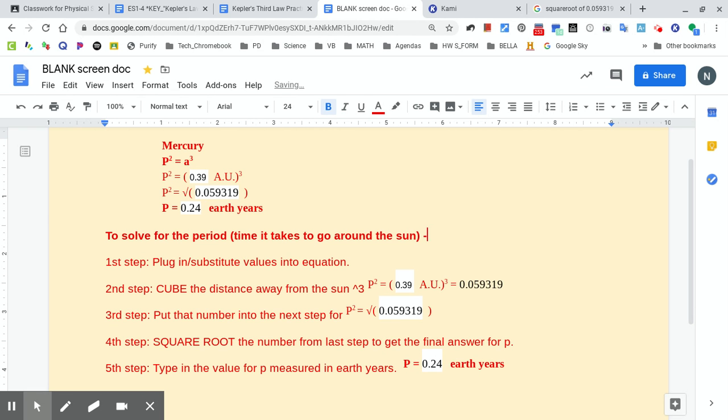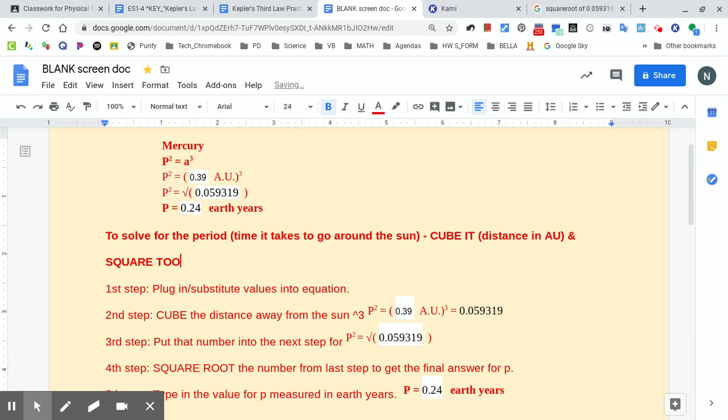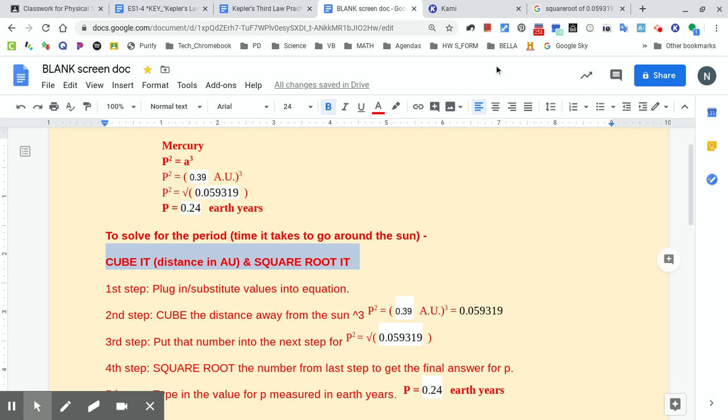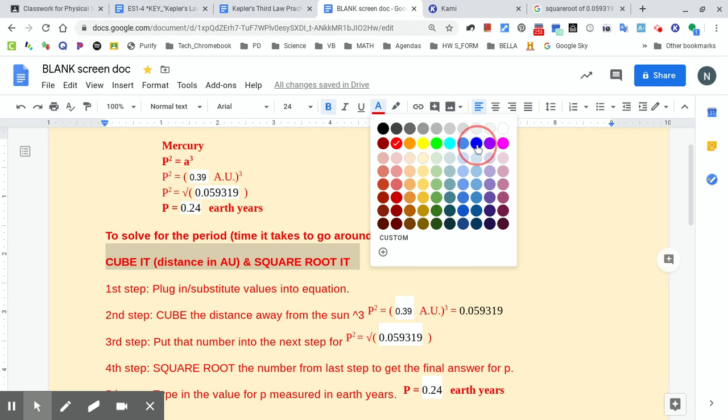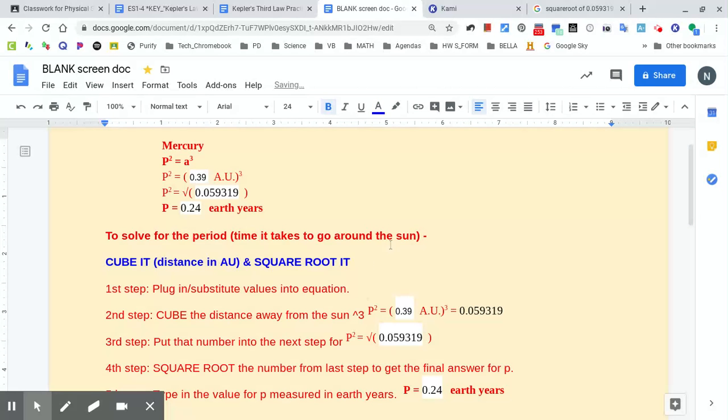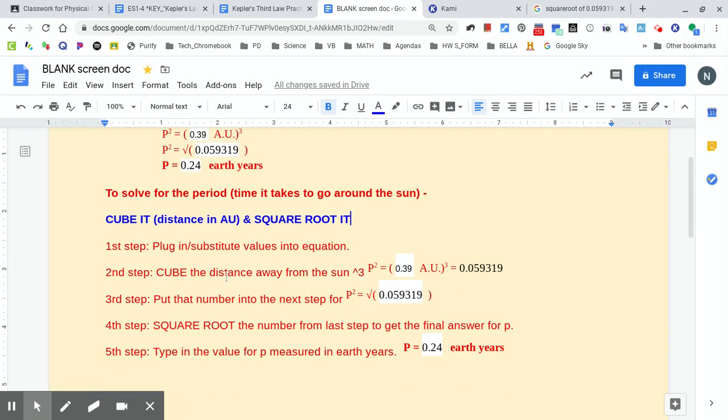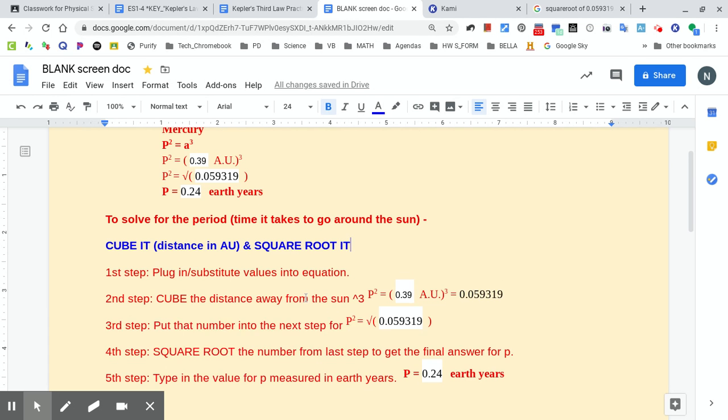So the shortcut that I like to say to kids is you cube it, which means the distance in AU, and then you square root it. It's hard to type in all caps here. So you cube it and square root it, pretty much. That's the hint that I like to tell kids: cube it and square root it, and that will get your answer for period. Plug in that value, cube it, and then you square root that value, and that gets your answer. So just show those 3 steps.